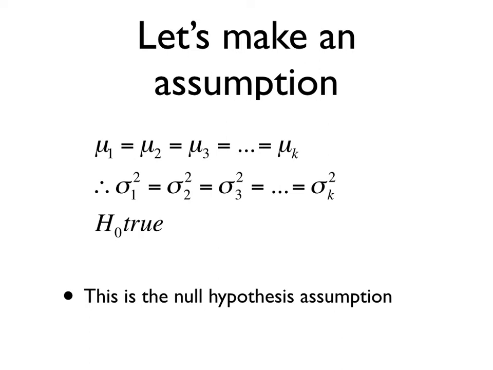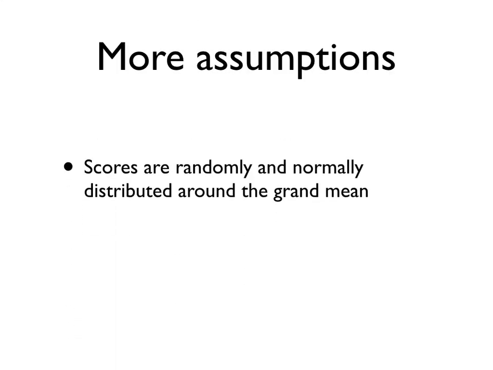Okay, so H0 is true. We just always assume that. We start with that. Okay. Scores are randomly and normally distributed around the grand mean. We're just going to assume that. That's being assumed, so the math that's behind this, the really deep calculus stuff that you don't have to learn, makes it work. But it's not a ridiculous assumption. Really.